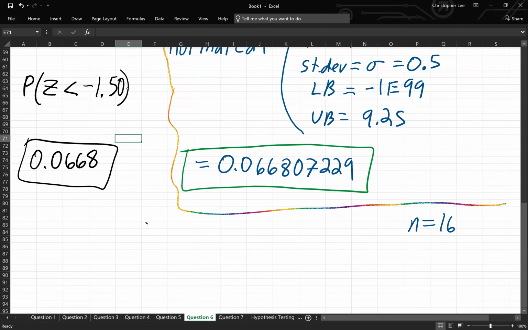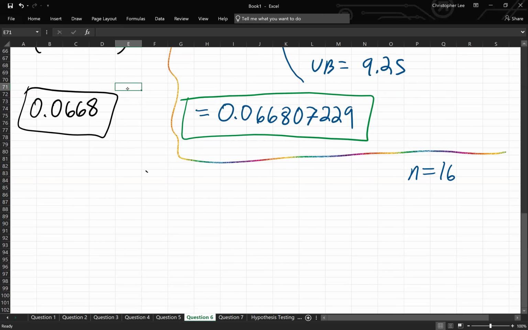Now remember, whenever I have an N, I have to change my mean and my standard deviation. So now my mean for the X bar distribution is going to be the same as the mean that I had before, which is 10. And the standard deviation for the X bar distribution is going to be equal to the standard deviation divided by the square root of n. This is on your formula sheet in chapter 7. I'm not making this up. I'm just copying, right?